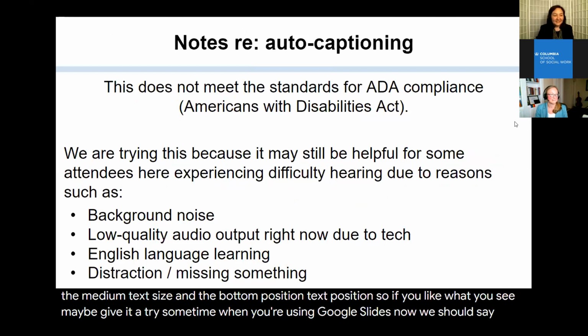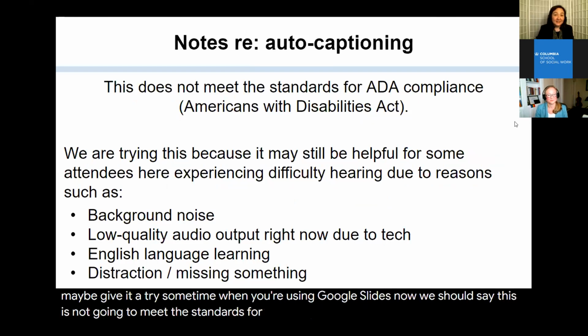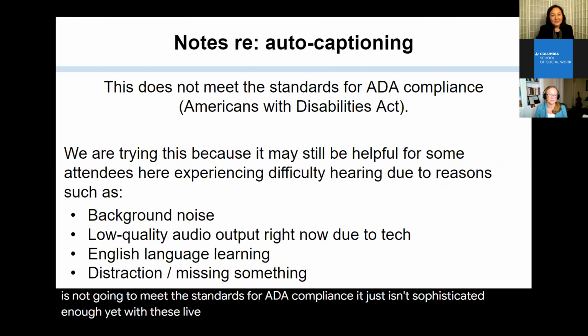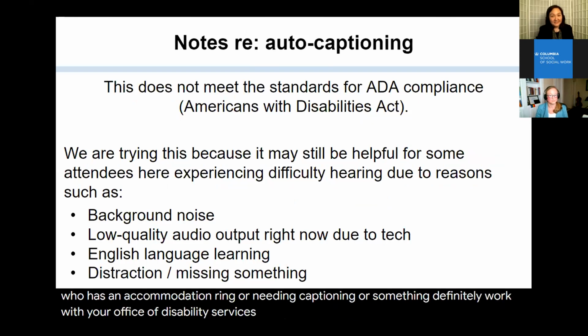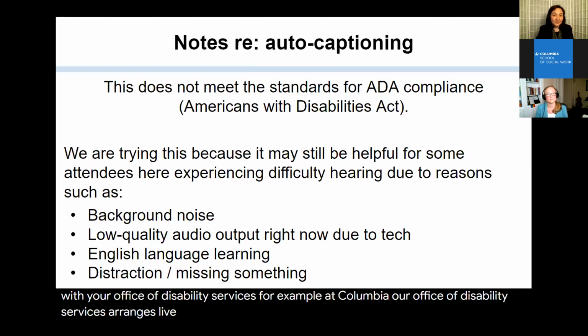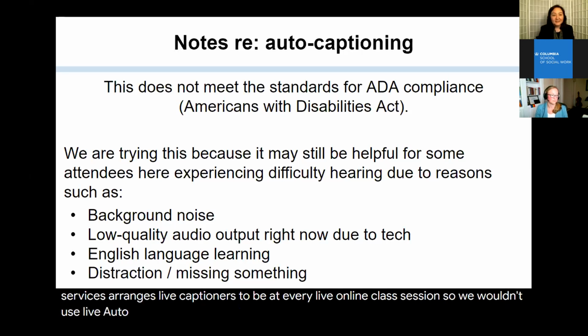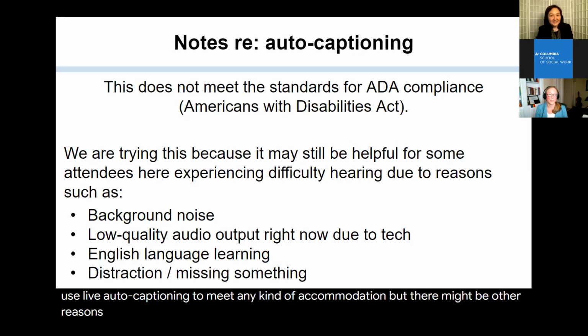Now, we should say this is not going to meet the standards for ADA compliance. It just isn't sophisticated enough yet with these live auto captioning tools. If you have someone in your class who has an accommodation for being hard of hearing or needing captioning, definitely work with your Office of Disability Services. For example, at Columbia, our Office of Disability Services arranges live captioners to be at every live online class session. So we wouldn't use live auto captioning to meet any kind of accommodation. But there might be other reasons that it could be helpful.